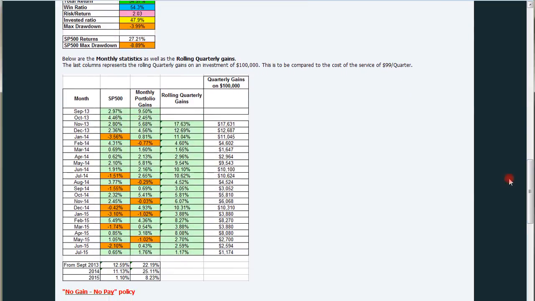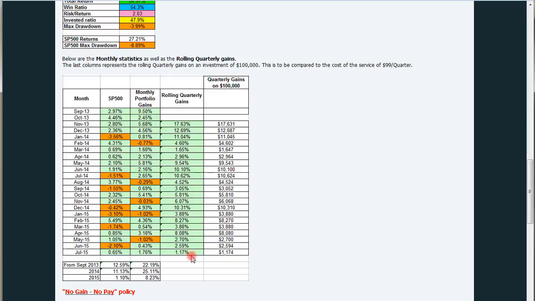This is what I call the rolling quarterly gains. So that is the total return of the last 3 months. So 17% here is the addition of these 3 months. 12% is the addition of the gains of the previous 3 months, and so on. So you see all these are always positive.